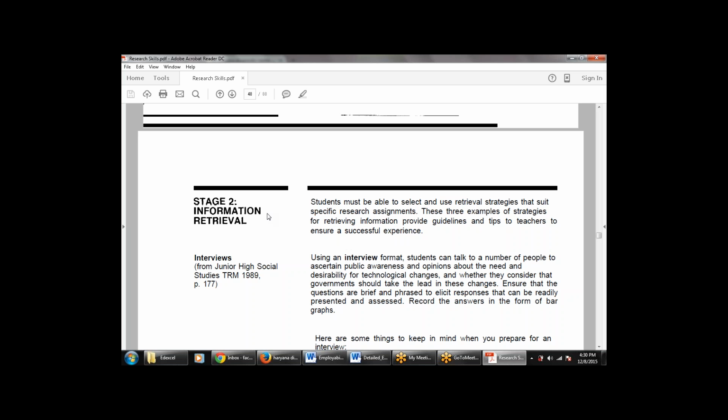Then the next stage, stage number 2, is information retrieval, that is, how to retrieve the information. There are multiple techniques to retrieve information. The first is the interview. So do the interview with the student, that is, the interviewing technique, as in junior high education studies.